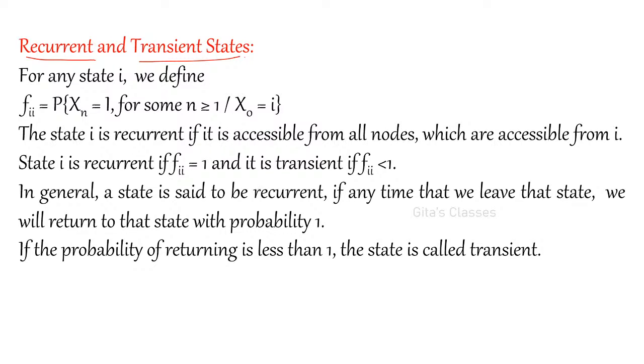So, if it is recurrent, what about the probability? You consider Fii, or Pii also, you can say, nothing wrong. Then it is certain, so the probability will be 1, and if it is transient the probability will be less than 1. Definitely it is not 1, you cannot come back, right? So in general, a state is said to be recurrent if any time we leave that state, we will return to that state with probability 1. If the probability of returning is less than 1, then the state is called transient.